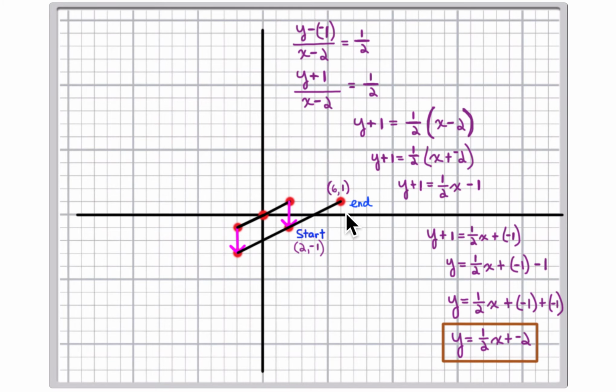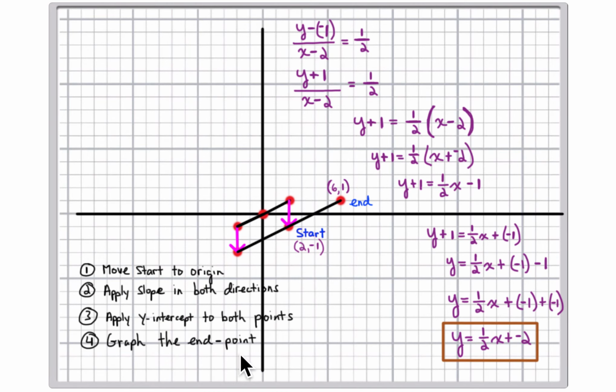The end point started at 2, -1, right here, and we ended at 6, 1. So that line has a slope of a positive 1/2. So it's 1, 2, 3, 4, and that's 2 units in the y direction. So that's 2 over 4, which is the same as 1/2. All right, so here are the steps once again. We're going to do this one more time.